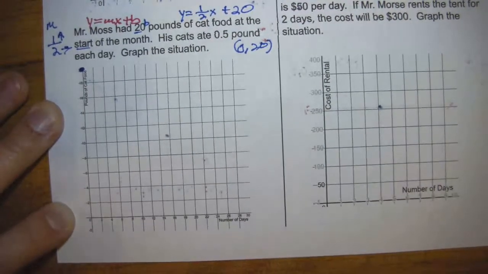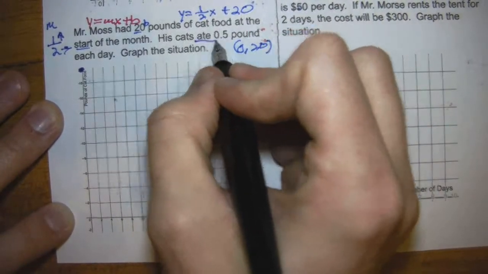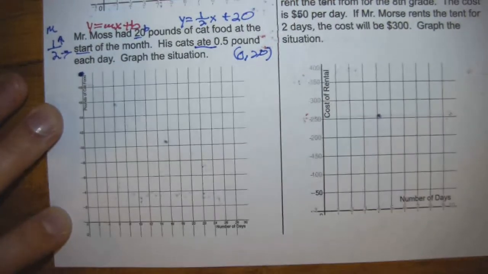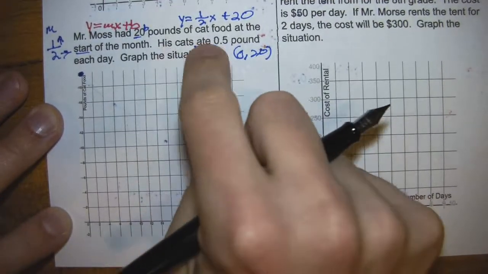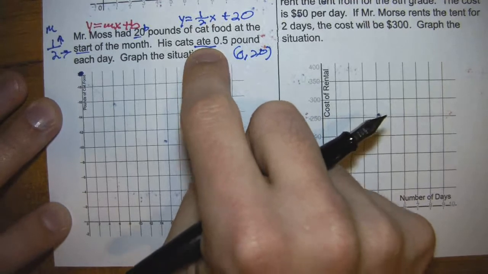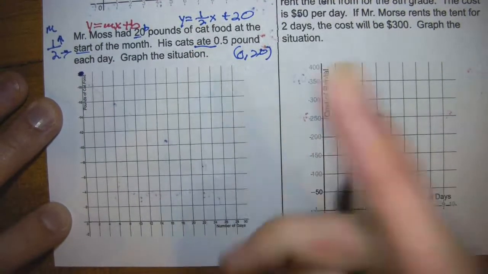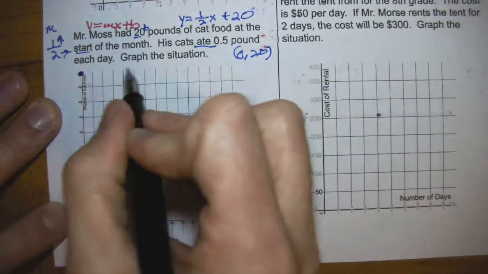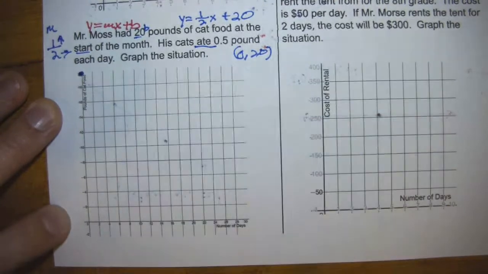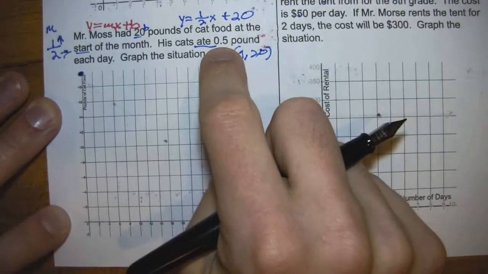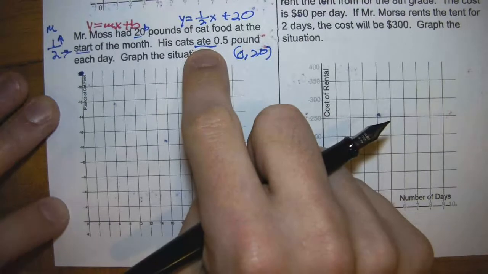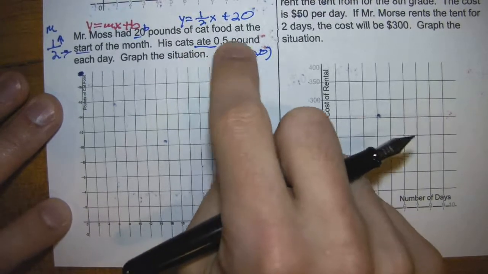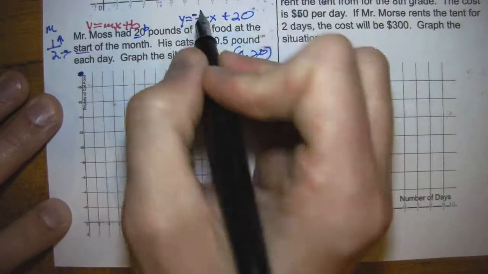How does it read? It says his cats ate. Oh. If they are eating the food that he's providing, well, that means we're losing pounds of food, not gaining. So be aware of that. Sometimes in these word problems, they're not going to come right out and say, well, this needs to be a negative 1 half. There's going to be clues in the problem. So in this case, by eating 0.5, it's a negative 1 half.